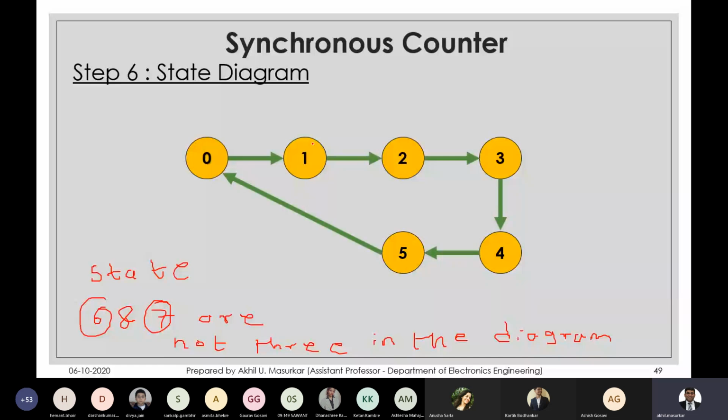Why can we not show 6 and 7? Because we do not know what the next state of 6 and 7 is. For example, the next state of 0 is 1, the next state of 3 is 4, the next state of 4 is 5, the next state of 5 is 0. It is not 6. So the next states of 6 and 7 are not defined. That is the reason why we cannot show states 6 and 7 in the state diagram. So the next problem would be something like this.